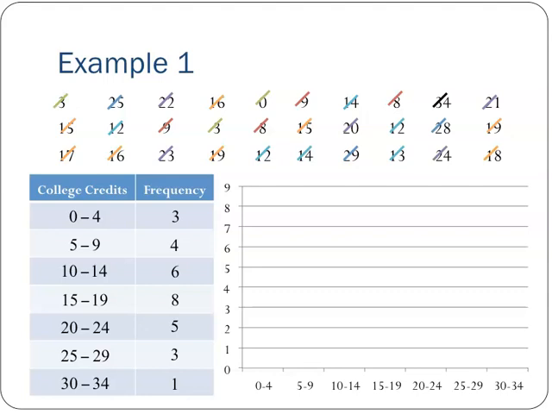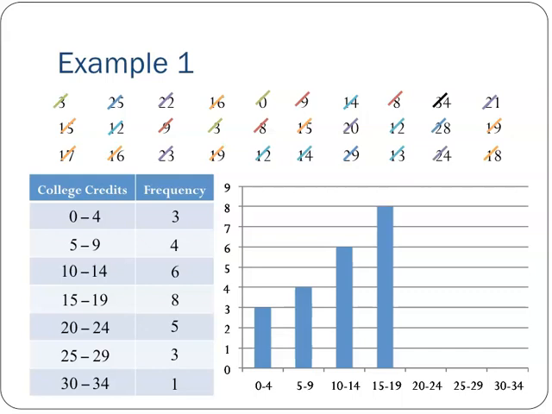So along the bottom here, I've written the intervals, so 0 to 4, 5 to 9, all the way up to 30 to 34. And then along the y-axis, I'm writing the frequencies. Now I know this frequency only goes as high as 8, so I'm going to go ahead and make sure that we can see 8, and then we can just draw our bar graph here. So from 0 to 4, that's 3. 5 to 9 is 4. 10 to 14 is 6. 15 to 19 is 8. 20 to 24 is 5. 25 to 29 is 3. And 30 to 34 is 1.